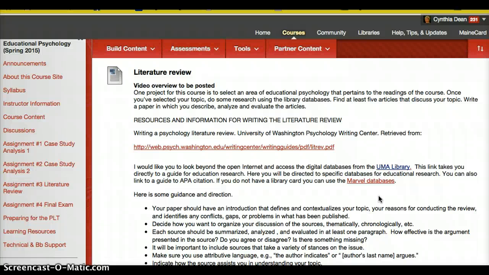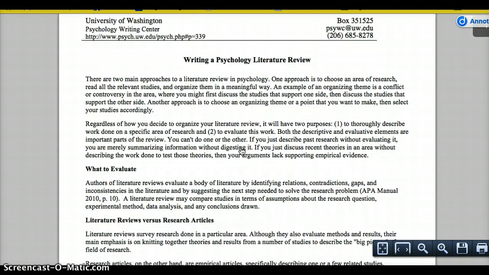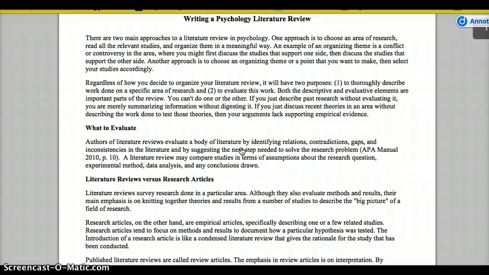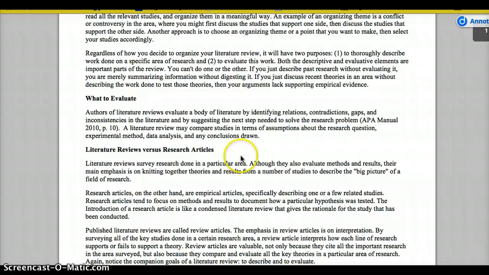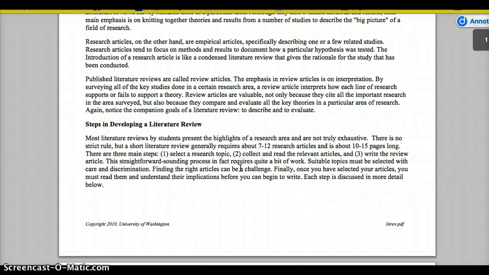All right. I've given you a nice link here about writing a psychology literature review. I'll open it for you so you can take a look. I highly recommend that you read this. It really will help you think about what this looks like and how you are going to go about doing this, okay? It's not just describing what you see, but evaluating it as well in terms of what your question is, all right? There's steps here, okay?